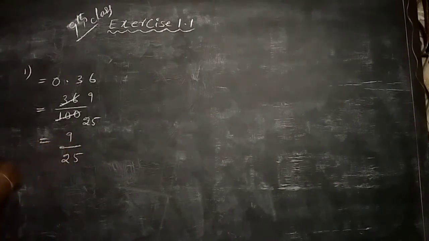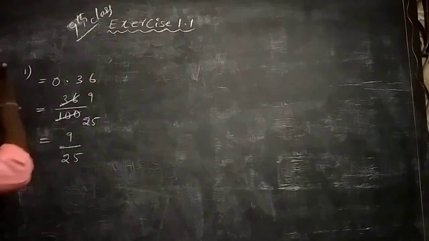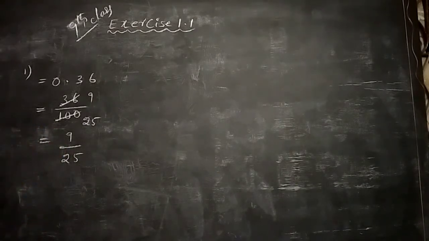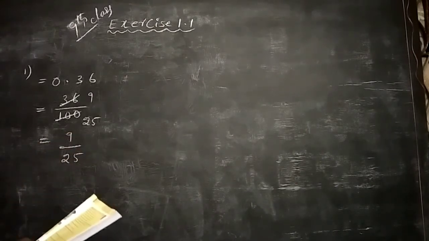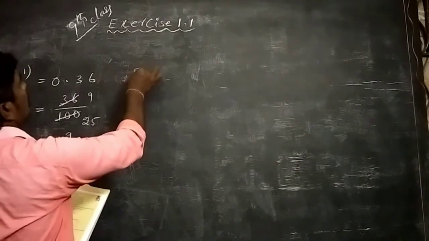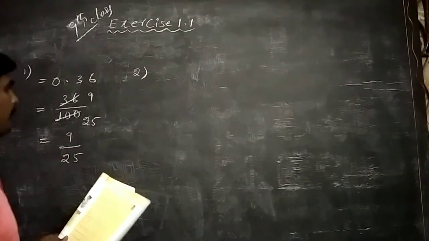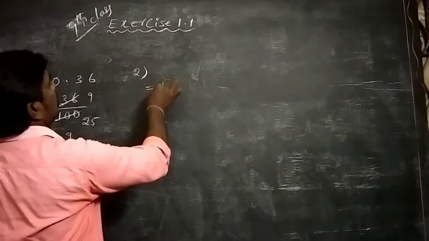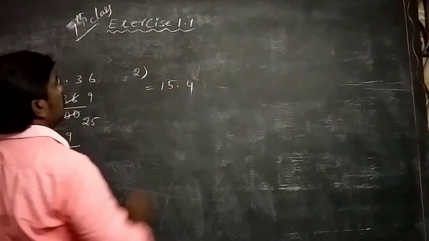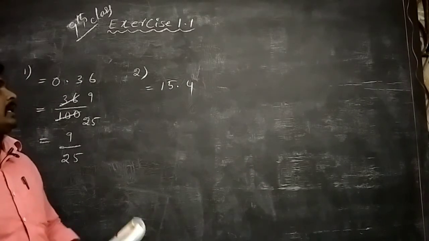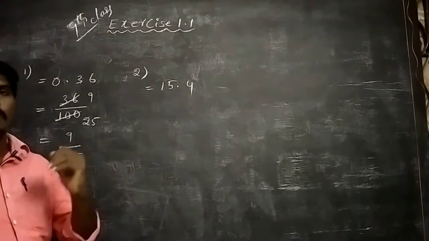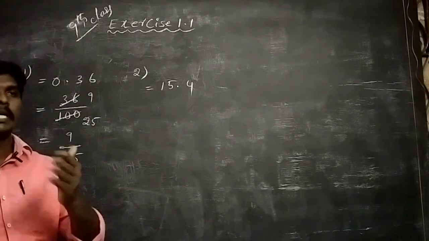Here 9 and 25 cannot be cancelled by any common table because they are co-prime numbers. They have no common factor except 1. So simplest form is completed. Like this way we have to express decimal numbers in p by q form, rational form. That is the first number. And the second number is 15.4. 15.4, one of the decimal numbers.